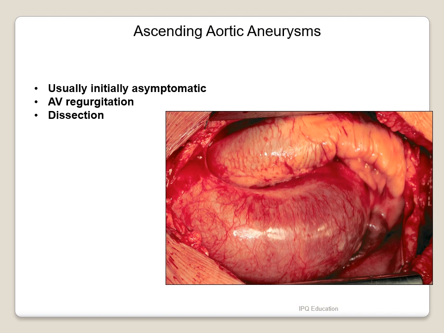Ascending aortic aneurysms may involve parts or all of the ascending aorta. They're usually asymptomatic and they require treatment in order to avoid the risk of developing aortic valve regurgitation and the risk of type A dissection.